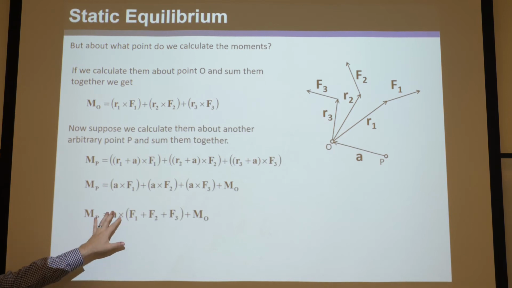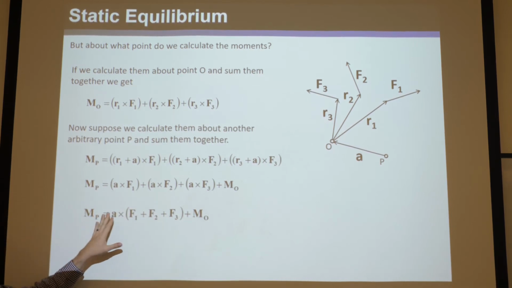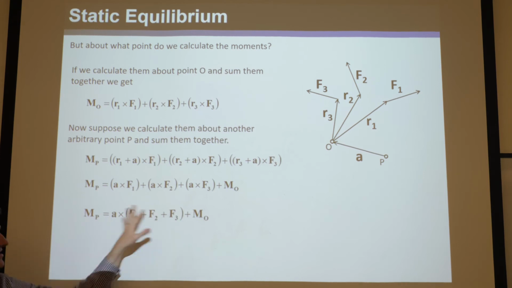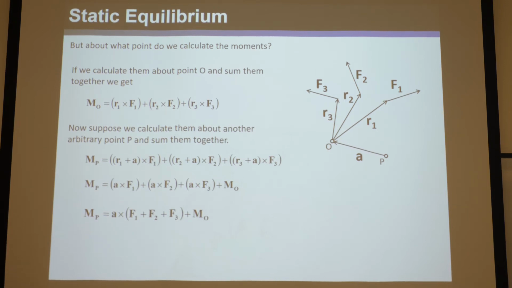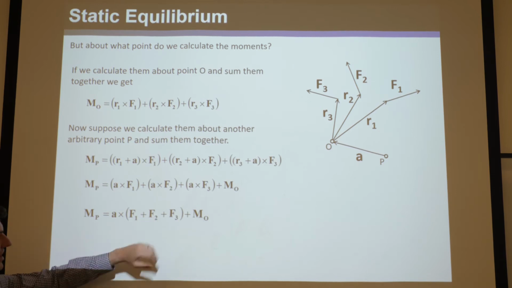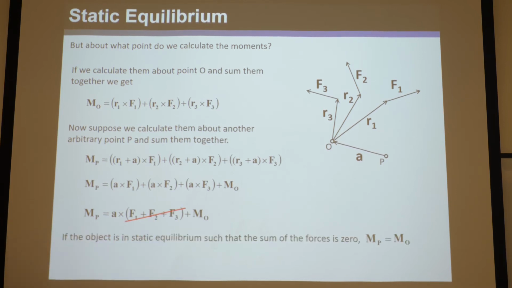Surely MO is different than MP, and here's how they're different. It shows it's MO plus all this stuff. So yes, if you have a bunch of forces on a body, it very much matters what point you take the moment about. There'll be different answers, unless they're in static equilibrium, which this equation shows. If they're in static equilibrium, or if say it's rotating, so it's not static, but as long as the forces all sum to 0, then this goes away and MO equals MP.